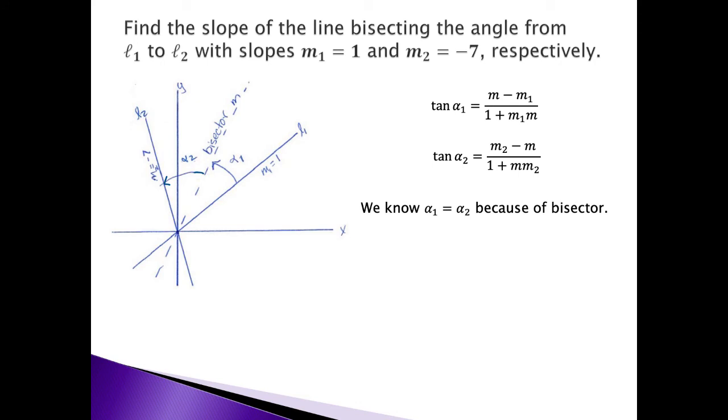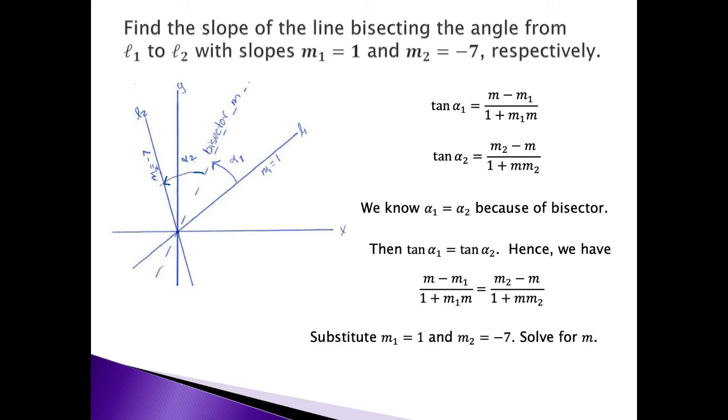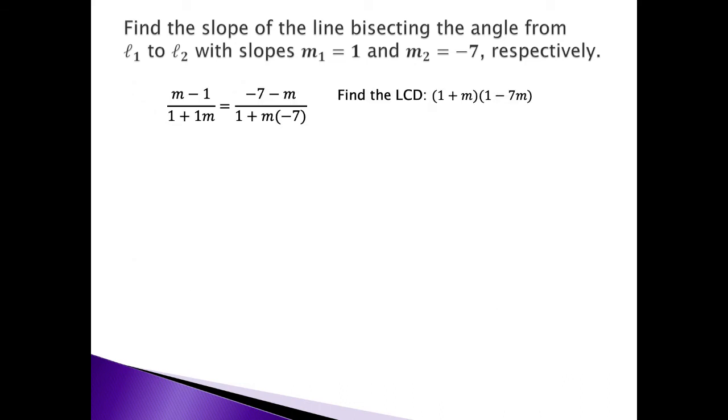We know that alpha 1 equals alpha 2 because it's an angle bisector. So that means that tangent of alpha 1 equals the tangent of alpha 2. So that means that we have M minus M1 over 1 plus M1 M equals M2 minus M over 1 plus M M2. Now let's substitute our numbers. So that's M minus 1 over 1 plus M equals -7 minus M over 1 plus M times -7, so 1 minus 7M. So we find the LCD, multiply both sides by the LCD.